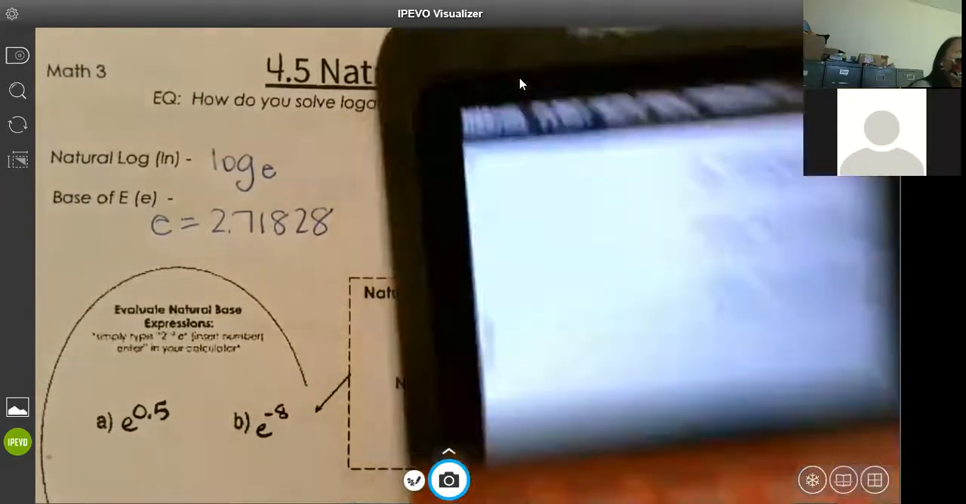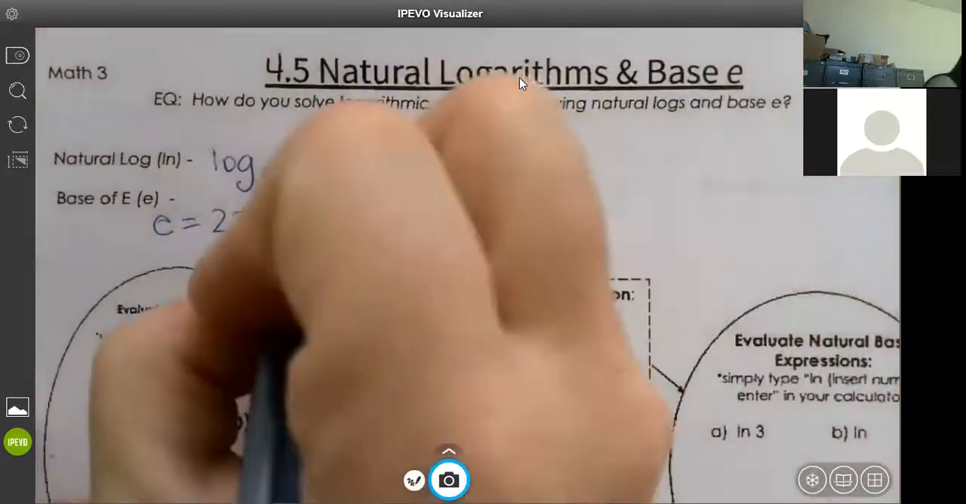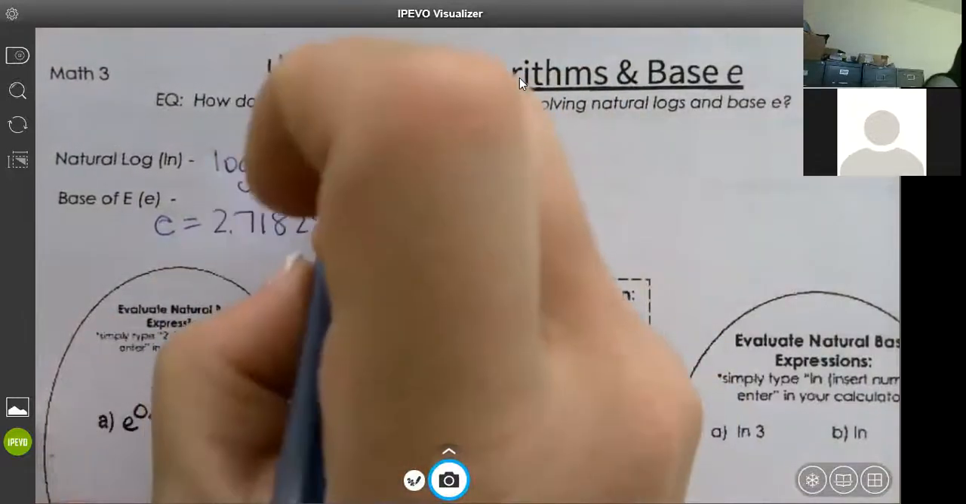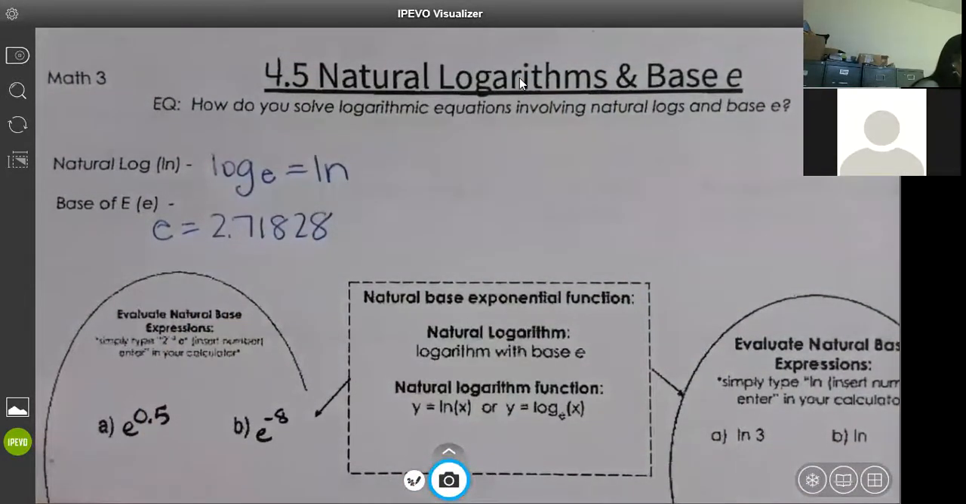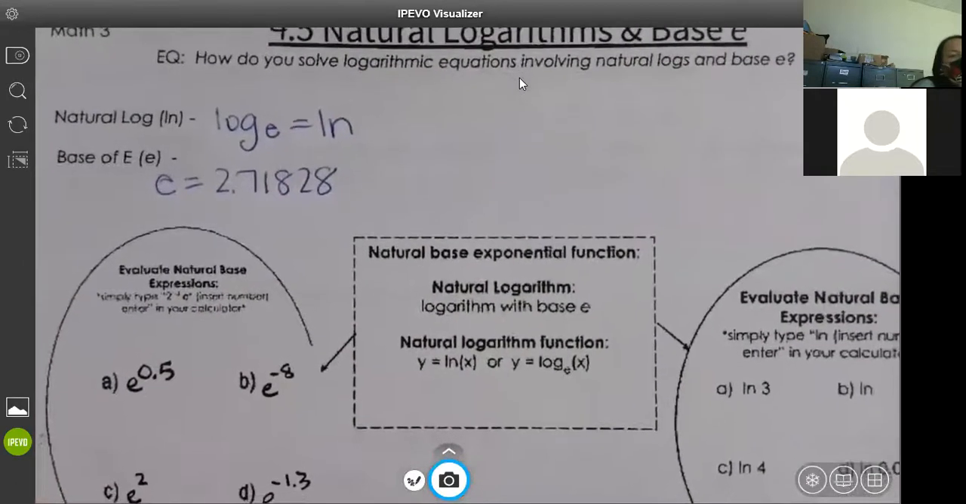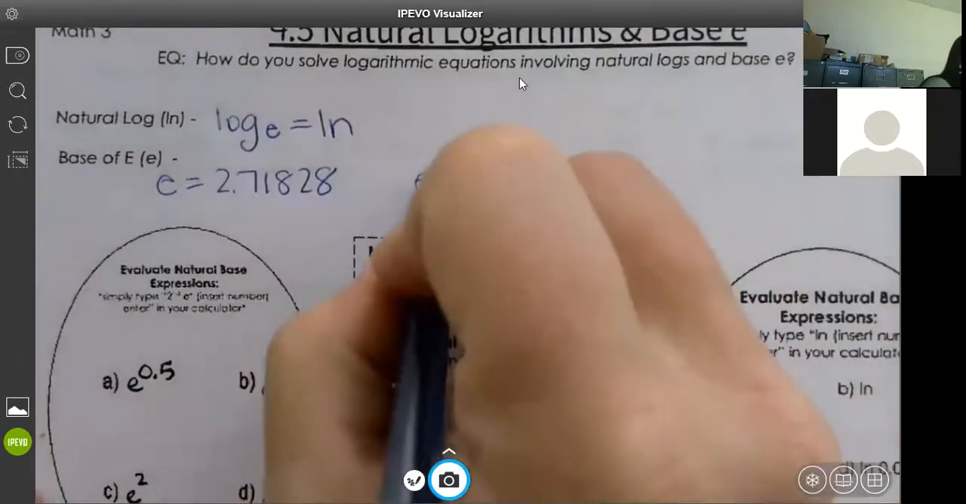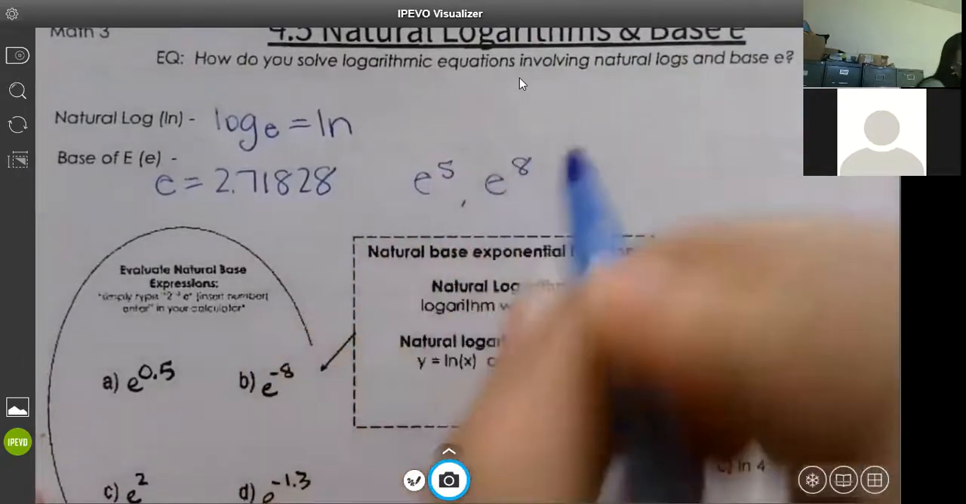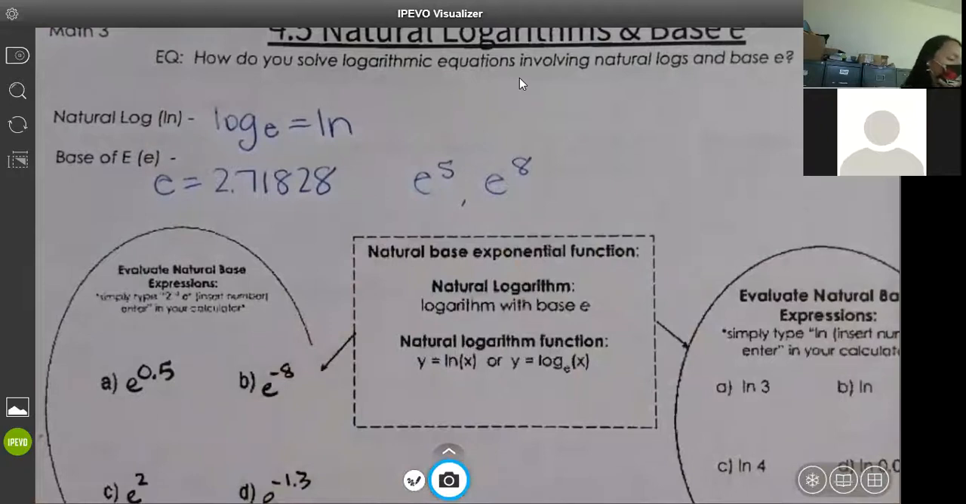All right, so natural log e is the same thing as LN. And then again, e is the same thing as a number. So you can do e to the 5th, you can do e to the 8th. It doesn't matter. It's all the same. Okay.